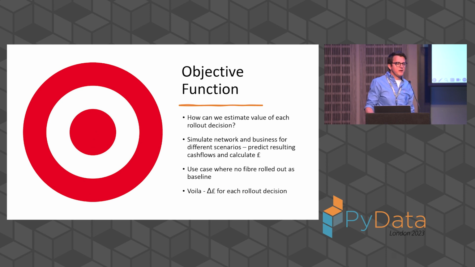So one thing I mentioned there is you need an objective function to sort of maximize. And so what would that be for this sort of fibre rollout thing? What does the best fibre rollout mean? And so naturally for a company with a long-term investment decision like this, long-term profit is a very obvious thing to look at. So that's what we do. And so we simulate the network and business for a variety of different rollout scenarios, predict what that means in terms of cash flows, sum those all up, discount them to allow for the time value of money, and then we have a sort of value for that rollout scenario.